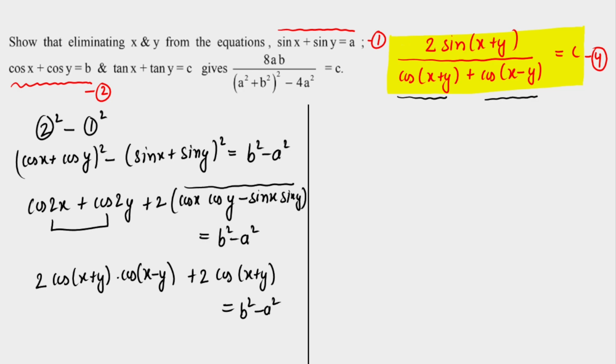From these two terms I'm going to take common 2 cos of x plus y, and the remaining term is 1, cos of x minus y, and 1 plus 1. That will be equal to b square minus a square.